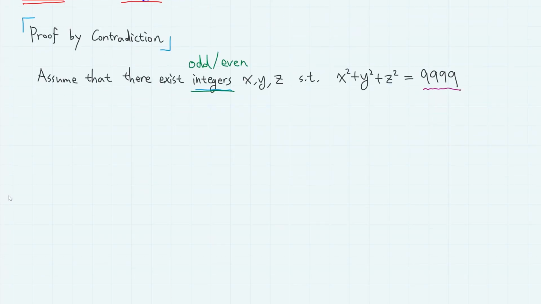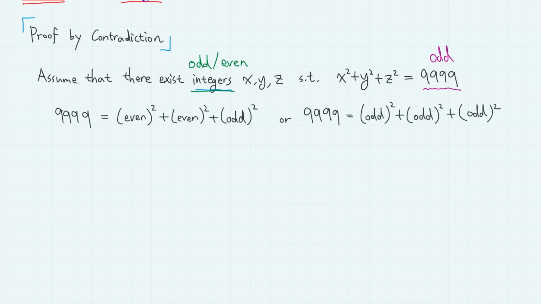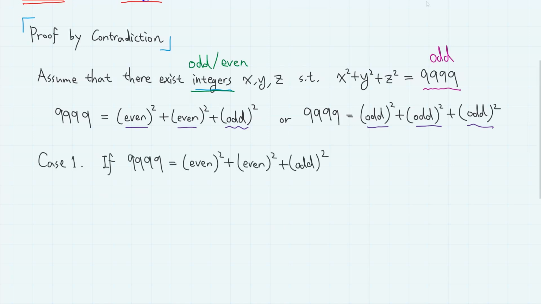Since 9999 is an odd number, it must be either the sum of squares of two even numbers and one odd number, or the sum of squares of three odd numbers if you want to write it as the sum of three squares. So let's examine these cases one by one. The first case, two even numbers and one odd number.